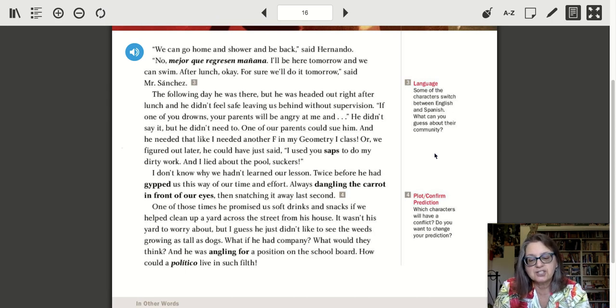Twice before he had cheated us this way of our time and effort, always dangling the carrot in front of our eyes, then snatching it away the last second.